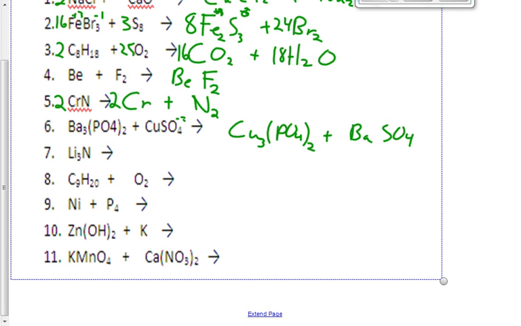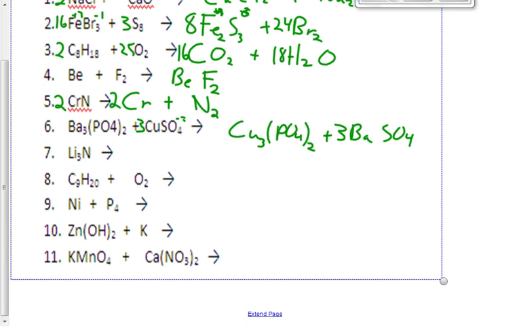Now we got to balance the whole reaction. So there's 3 coppers over here, and there's 1 over here. So if I put a 3 there, that gives me 3 sulfates. So if I put a 3 here, that gives me the right number of sulfates and the right number of bariums, and now we're good.